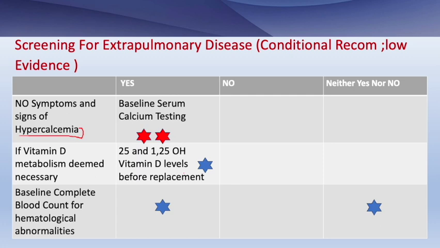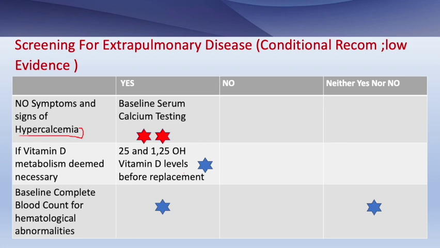With calcium comes vitamin D. The metabolism is interrelated, and so the guidelines say that although you may not do vitamin D levels for everyone, if you feel that vitamin D testing is needed for this patient, then you must do both 25 and 125 hydroxy vitamin D and then replace it.